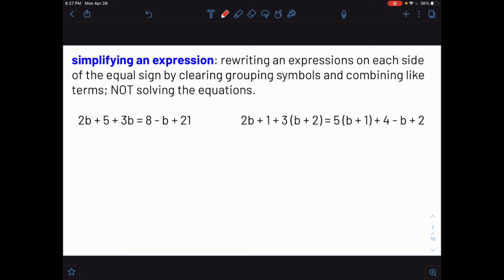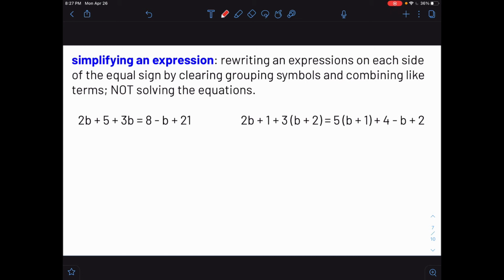We can use the same approach to simplify expressions on both sides of the equation. First, we rewrite the expressions on each side by clearing out the grouping symbols and combining like terms. Our goal in simplifying the expressions on both sides of the equation is not to solve the equation.